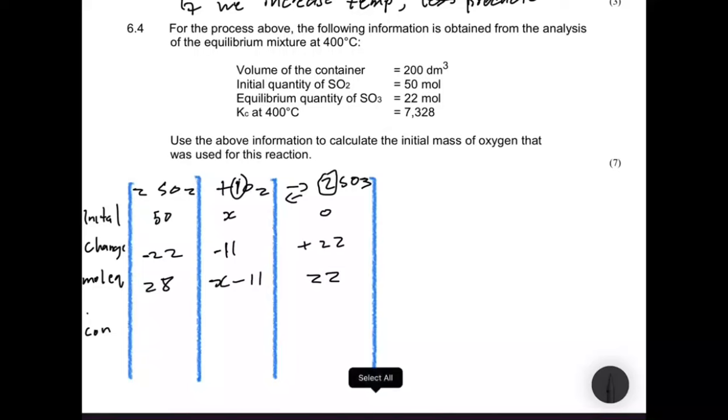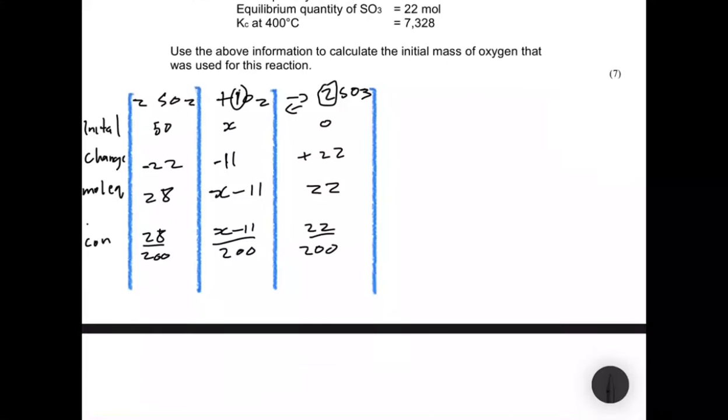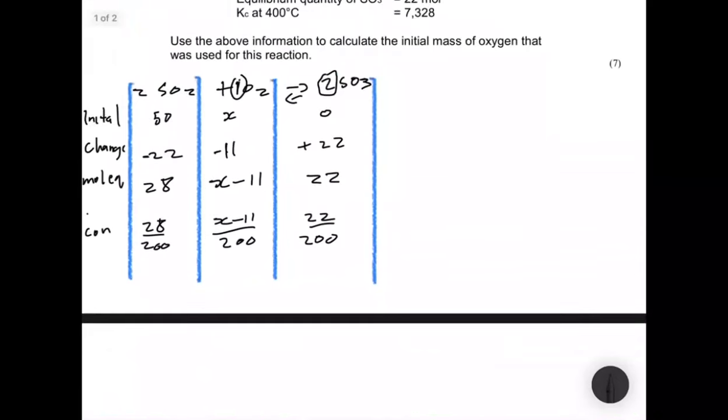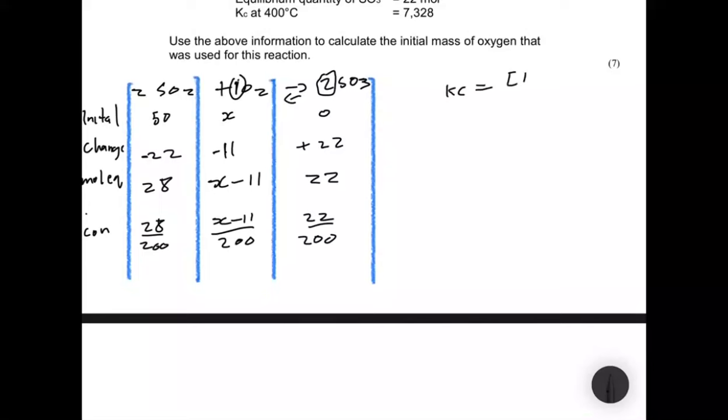And then now the concentration at equilibrium, right? So we divide by a volume of 200 decimeter cube. So we have 28 divided by 200, x minus 11 divided by 200, and then we have 22 divided by 200. So now we can see that the Kc is equal to the concentration of the products divided by the concentration of the reactants.